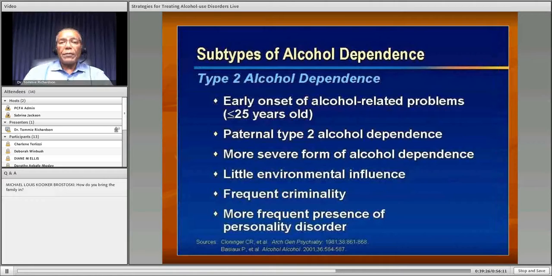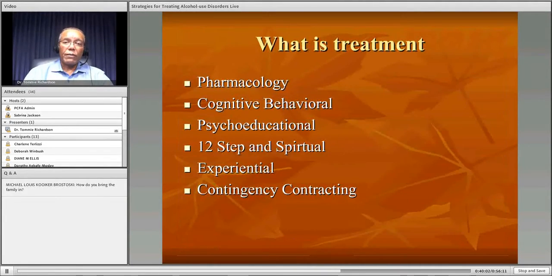If you look at subtype 2, this is an early onset of alcohol-related problems. Usually the patients are less than 25 years of age when they start drinking. There's a high paternal type 2 alcohol dependence history. It's a more severe form of alcohol dependence. Little environmental influence. A lot of this comes from genetics as opposed to the environment. There's frequent criminality, and there's a more frequent presence of personality disorders in this group of patients.